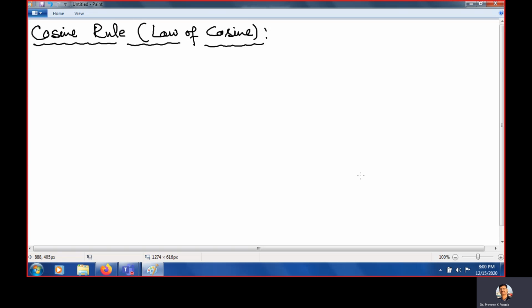Hello students. In this lecture, we are going to study the cosine rule, or in other form you can say the law of cosine. It is also for the triangle. Let us consider one triangle here. This is side A, this is side B, and this is side C.